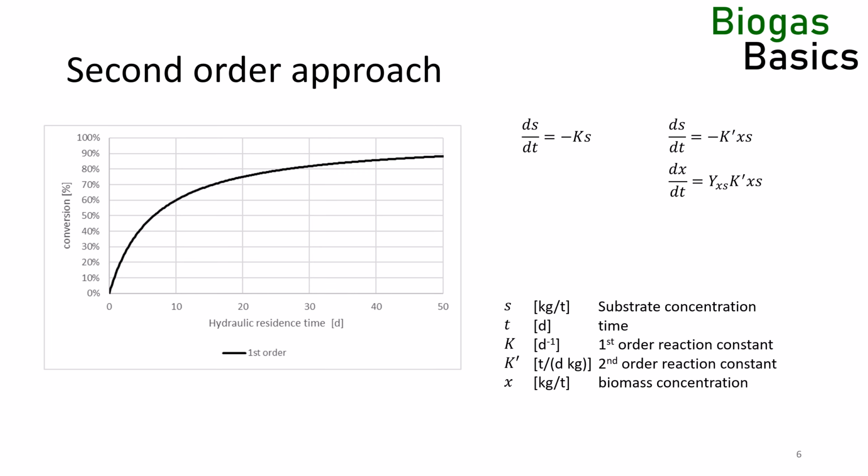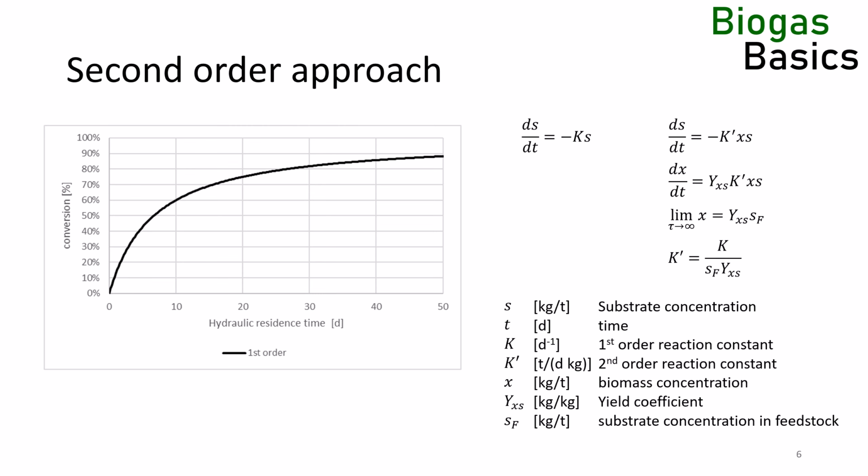How can we compare the second order to the first order reaction constant? Well, we know that at high residence times, when the conversion is almost complete, the biomass concentration is the yield coefficient times the feedstock biomass concentration SF. We can insert this maximal biomass concentration into the second order reaction to come to comparable terms in the substrate balance that only depend on the substrate concentration. So, k prime is k divided by SF and YXS.